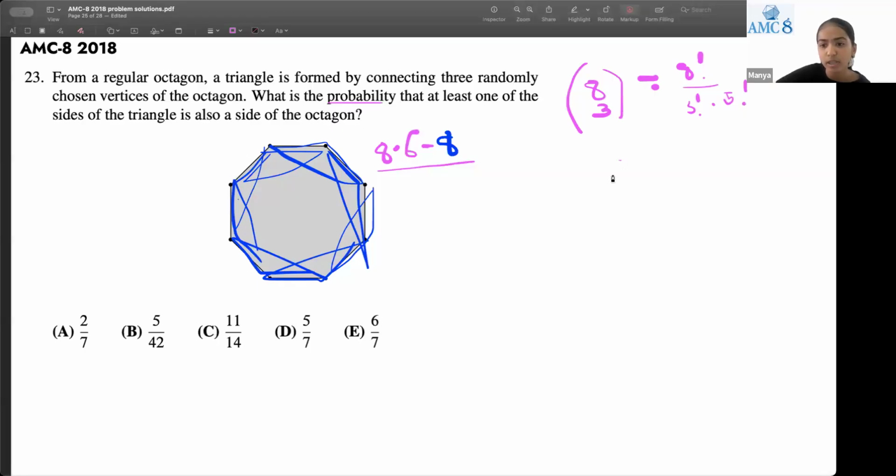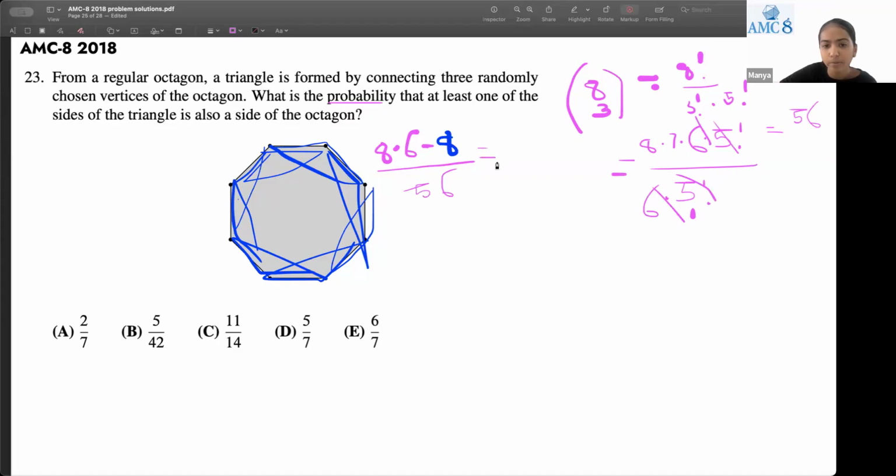And so to represent this, we can do 8 times 7 times 6 times 5 factorial over 3 times 2 times 1. So 3 factorial is equal to 6, times 5 factorial. And so if we do this, then we're going to cancel out the 5 factorial, cancel out the 6, and it's going to be equal to 56. So 8 choose 3 will be equal to 8 times 7, which is equal to 56. And so our bottom number will be equal to 56.